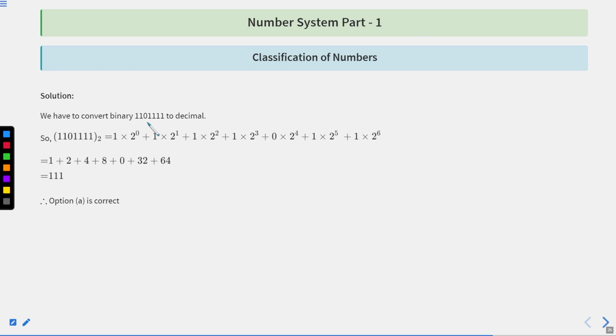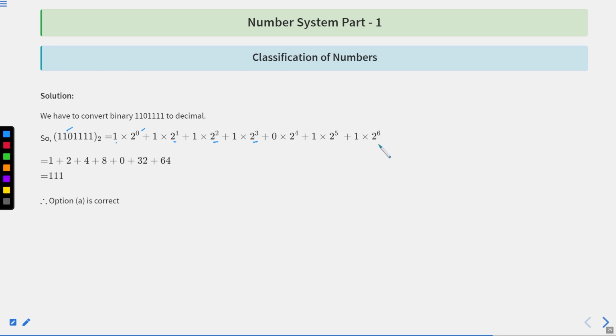To convert the given number to decimal, what we have to do is multiply the powers of 2 with these given digits and add them. So we have here 1. Start from the left and go to the right. 1 into 2 to the power 0 plus the next one, and now increase the power, 2 to the power 1. Next, 1 into 2 to the power 2 plus 1 into 2 to the power 3 plus 0 into 2 to the power 4 plus 1 into 2 to the power 5 plus 1 into 2 to the power 6.